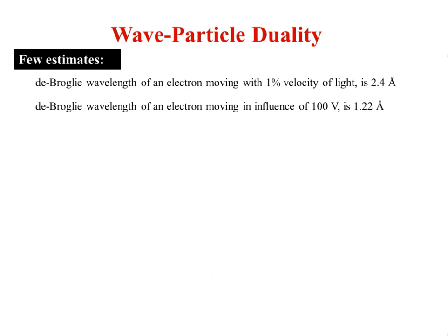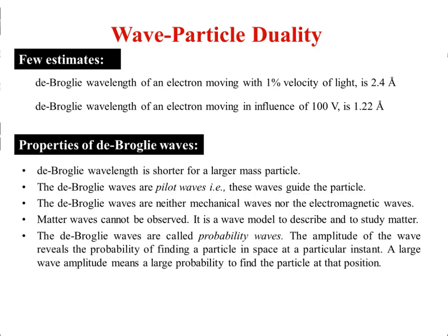There are a few estimates of de Broglie wavelength. The de Broglie wavelength of an electron moving with 1% velocity of light in vacuum is 2.4 angstrom, while the same for an electron moving under the influence of 100 volt is 1.22 angstrom. These are properties of de Broglie waves, like de Broglie wavelength is shorter for larger mass particle.